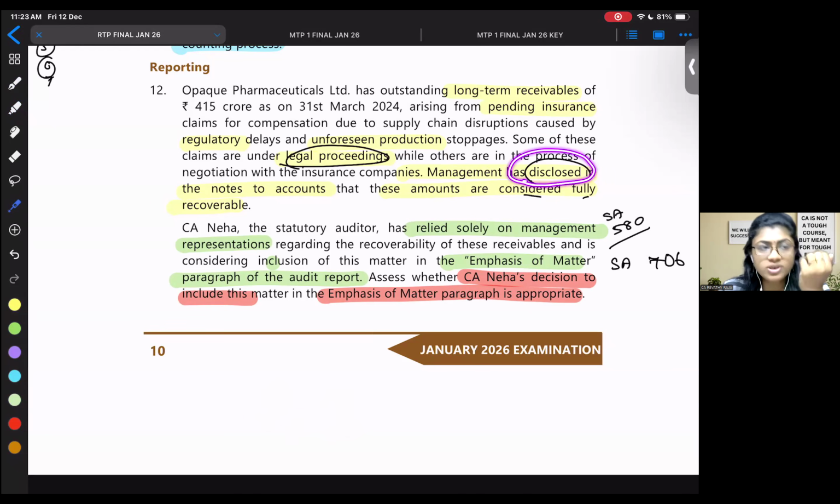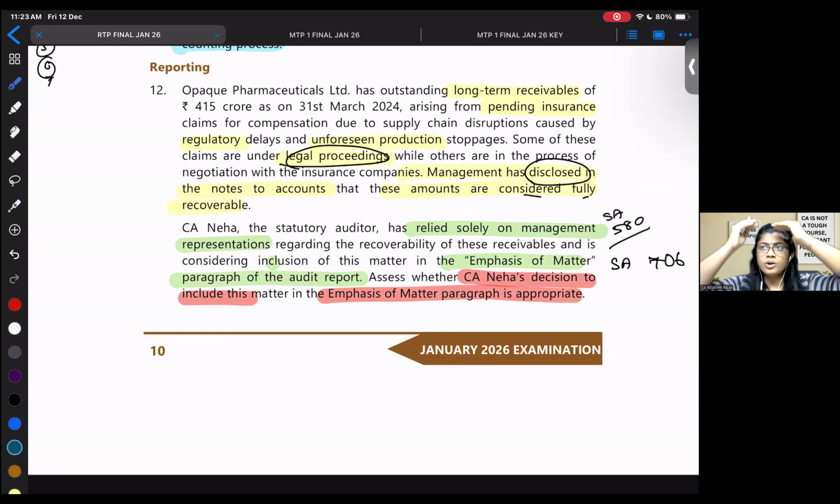See, they have already disclosed. So she wanted to include EOMP. Fine. But shouldn't she obtain evidence herself? Then only she has to include EOMP. You can't blindly rely on management representation, SA 580. You said improper. Very good. How will you present, guys?